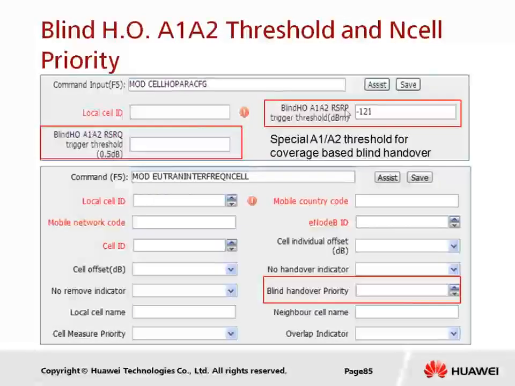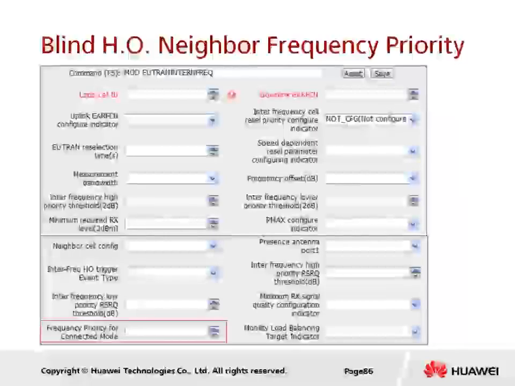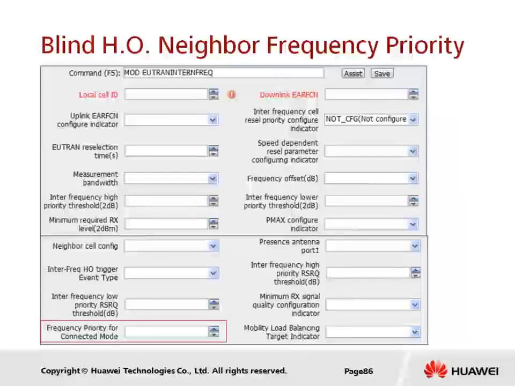So these are the parameters for the blind handover event A2 threshold. And this is about the neighboring cell with blind handover priority defined. If there is no neighbor with blind handover priority defined, then the eNodeB selects the frequency with the higher frequency priority for connected mode.